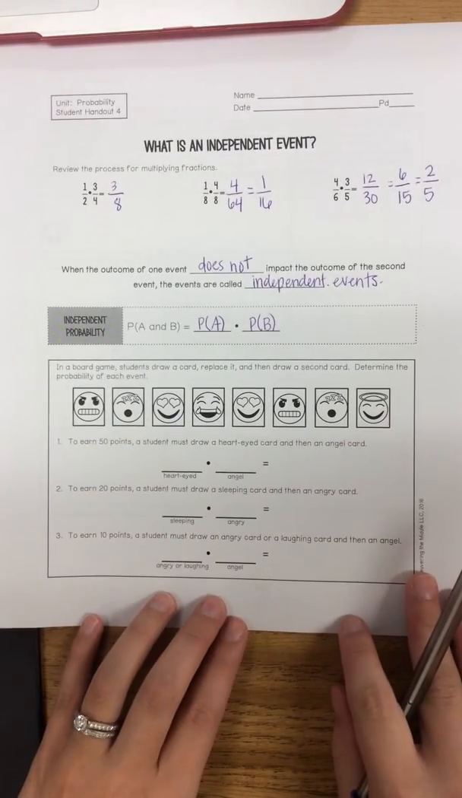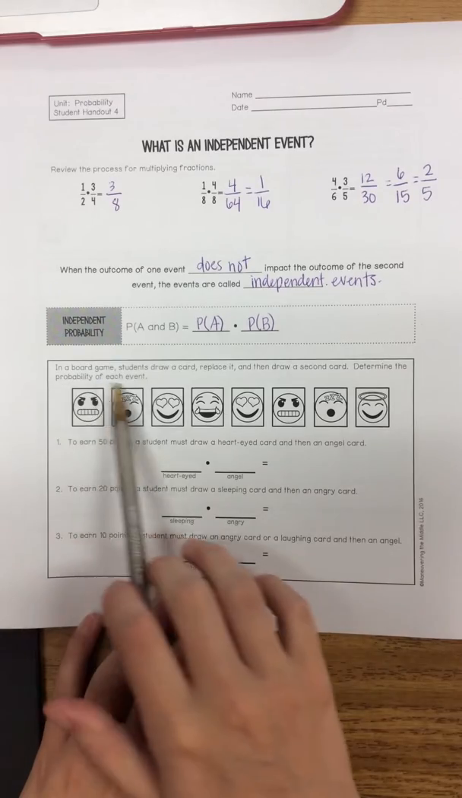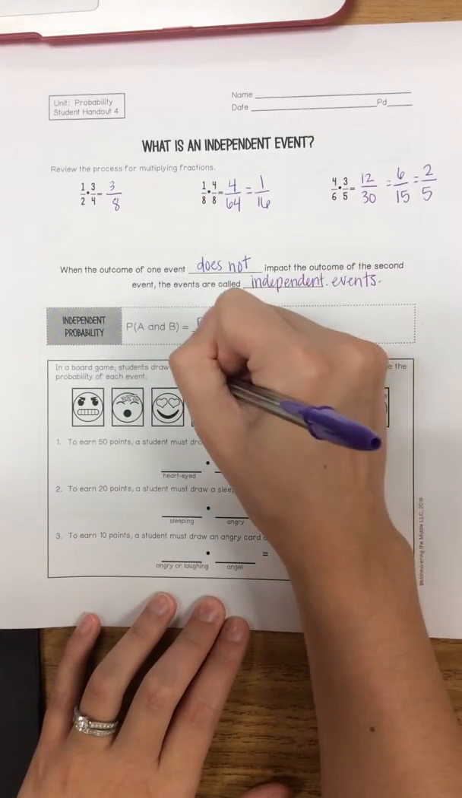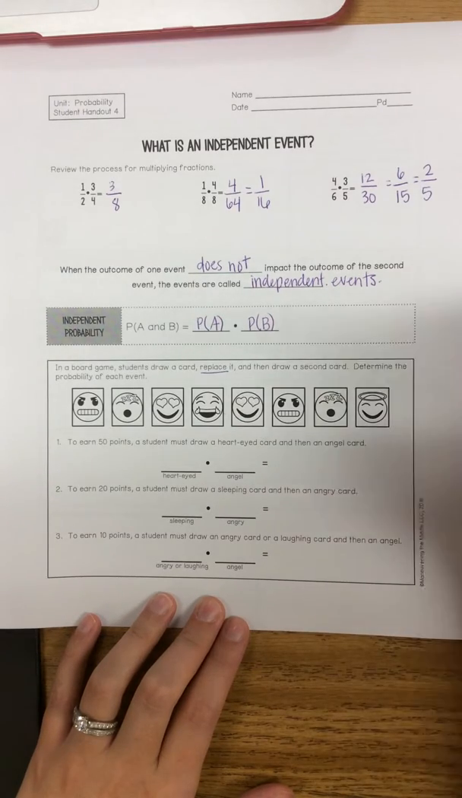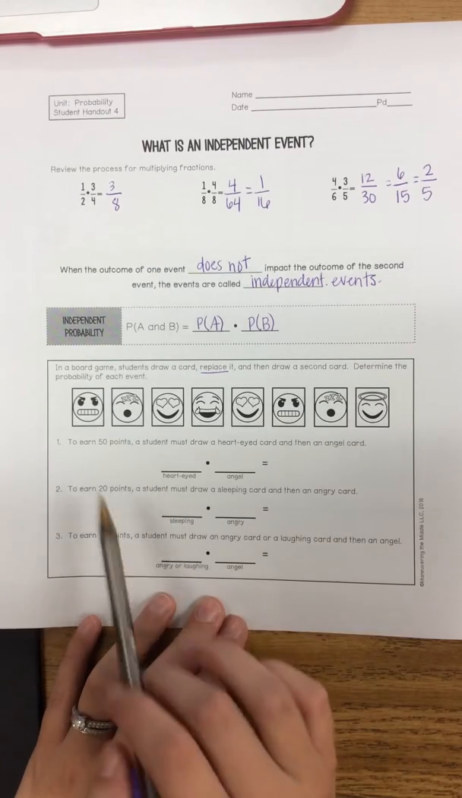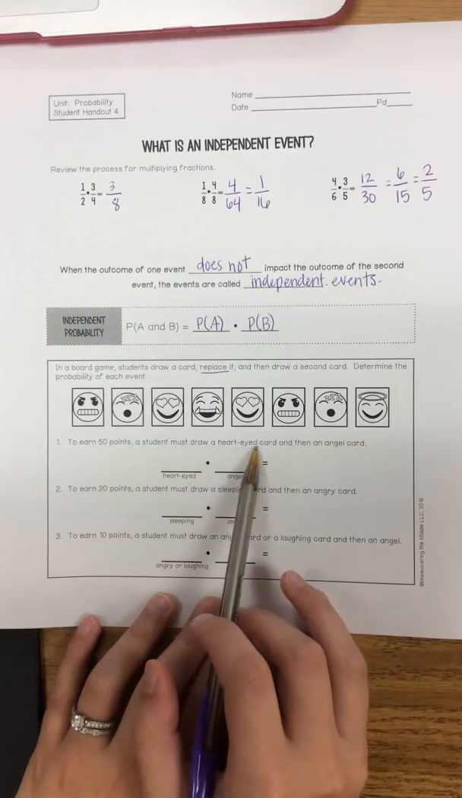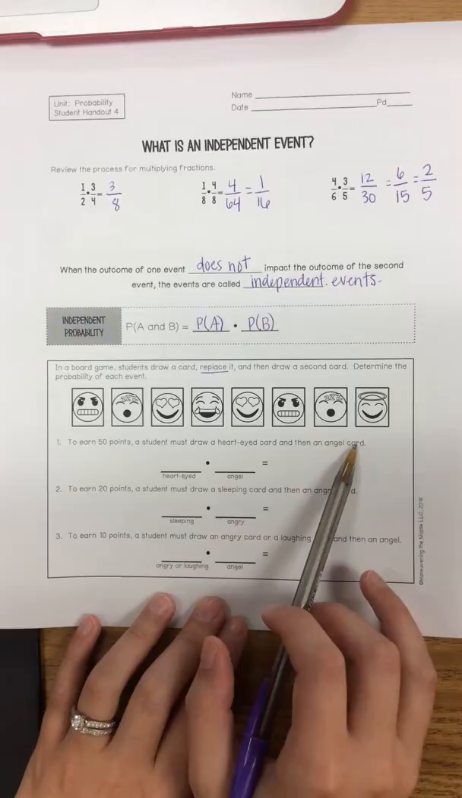So let's look at our examples here. In a board game, students draw a card, replace it, okay? That was what we were talking about. Independent event is where we replace it, and then draw a second card. Determine the probability of each event, okay? So here's a couple examples. To earn 50 points, a student must draw a heart-eyed card and then an angel card.